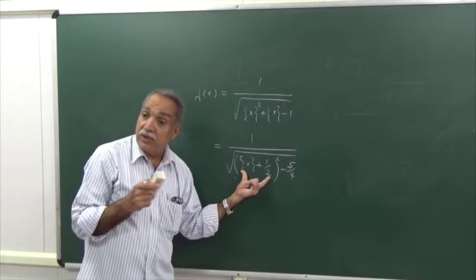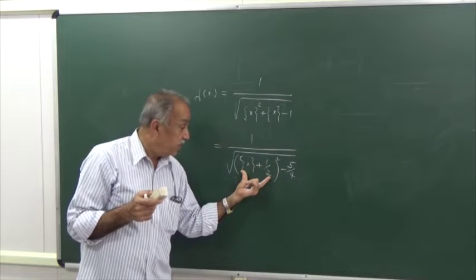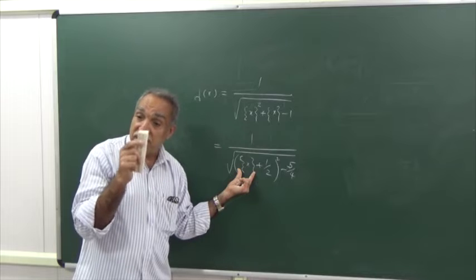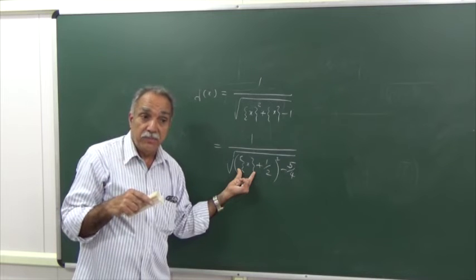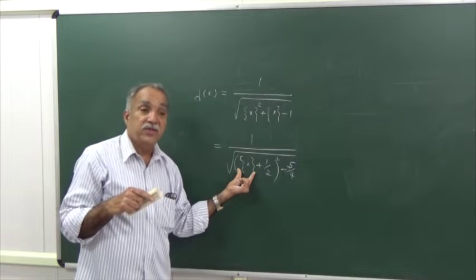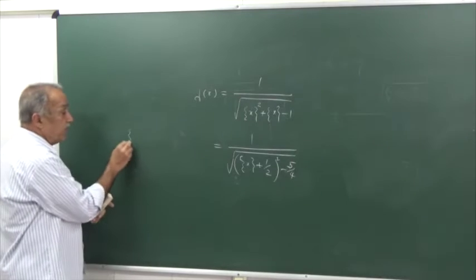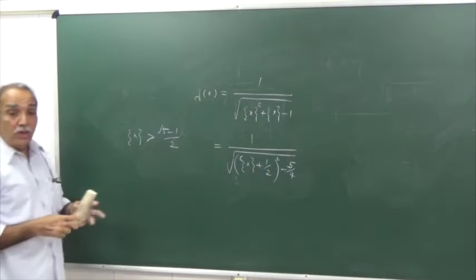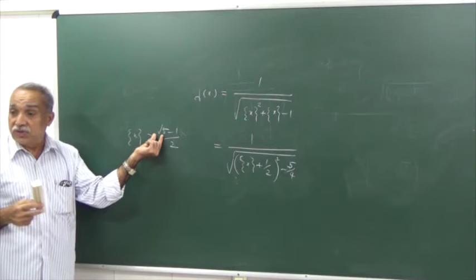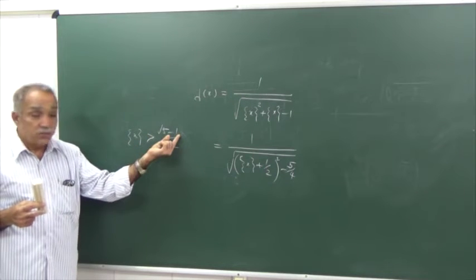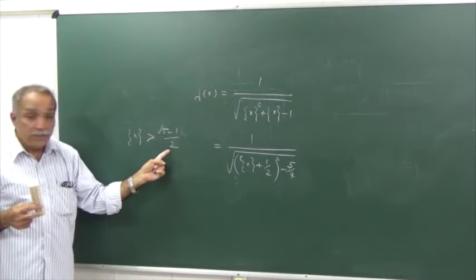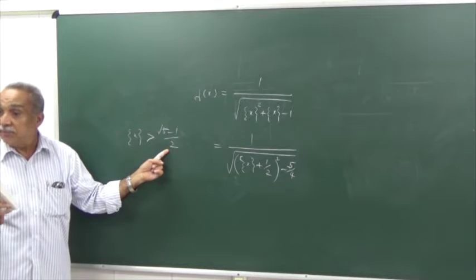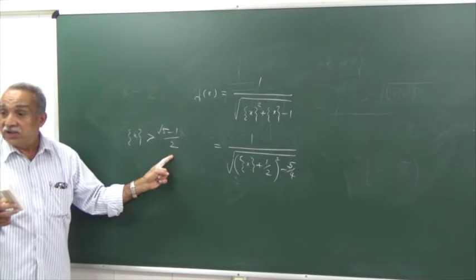This must be greater than root 5 by 2. This is greater than root 5 by 2 means this is greater than root 5 minus 1 divided by 2. When is the fractional part of x greater than root 5 minus 1 divided by 2? What is an approximate value for this? 2 point something, minus 1, 1 point something, divided by 2. Is it a number strictly below 1? Yes. So there will be some x for which this condition is satisfied.